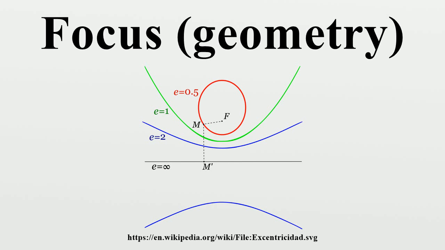In projective geometry, all conics are equivalent in the sense that every theorem that can be stated for one can be stated for the others. Astronomical significance in the gravitational two-body problem.